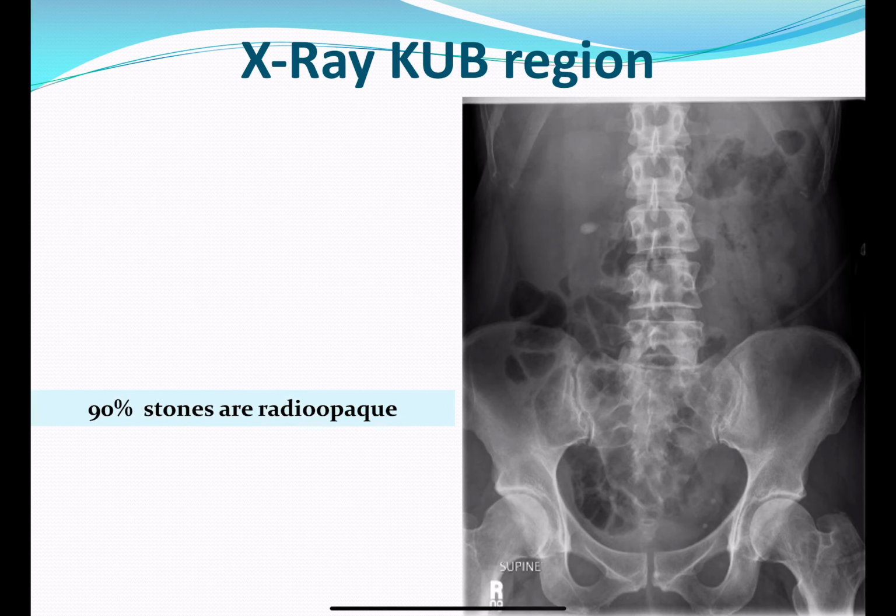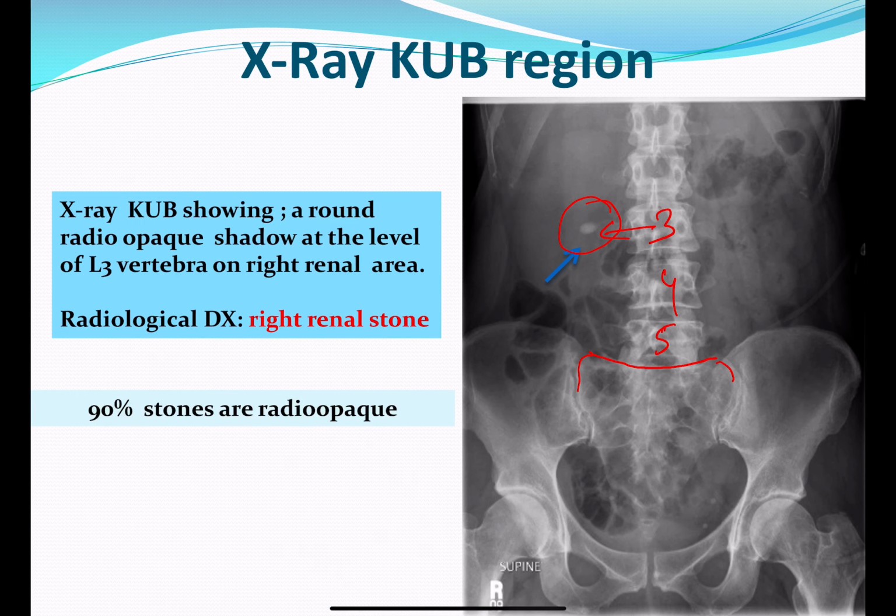So see, this is the X-ray KUB. 90% of the stones in the kidney are radiopaque, so most of the time we can see the stone. In this picture, this is the sacral vertebra, sacrum here. This is lumbar 5, lumbar 4, lumbar 3. So we have a radiopaque shadow at the lumbar third vertebra along the right side. This is the radiopaque shadow, and I can guess this might be a stone in the kidney. I'm saying might be, I don't know, because I cannot see the shape of the kidney. So to confirm, we have to do other investigations, right?